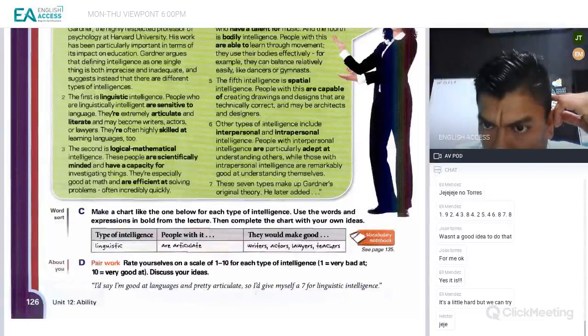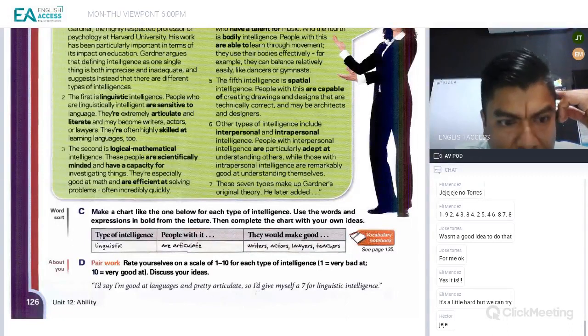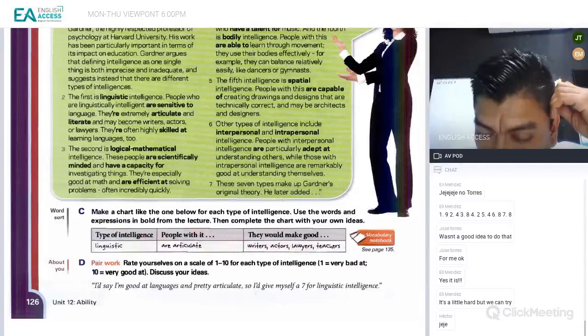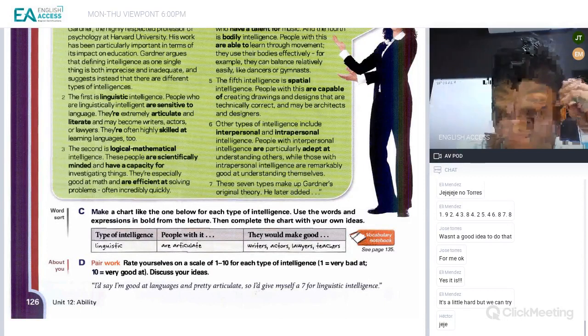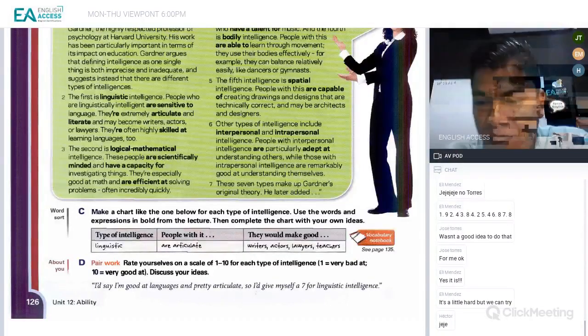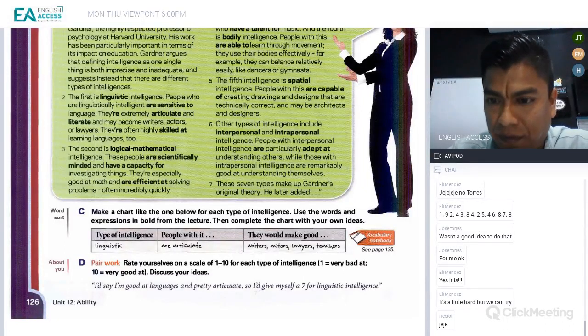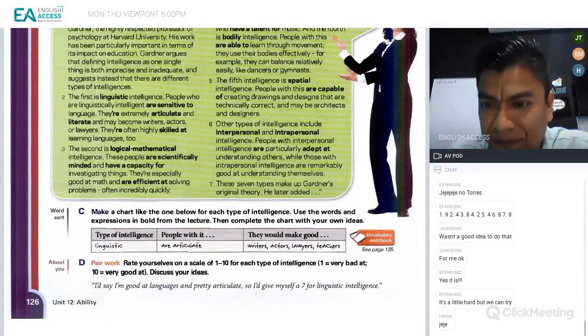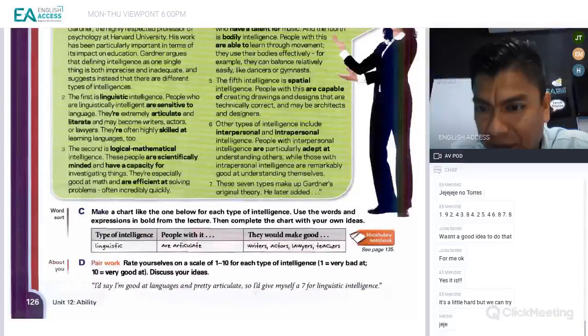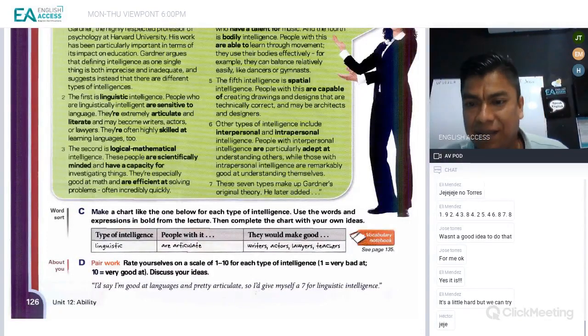Hello? Hello, teacher. Can you hear me? Who is there? So I'm Ellie, teacher. Yes, I can hear you. What is your name? My name is Ellie Lauren, but my classmates call me just Ellie. Okay, Ellie is good.